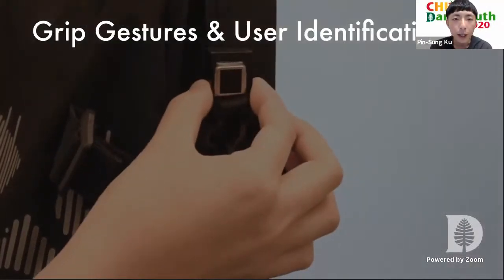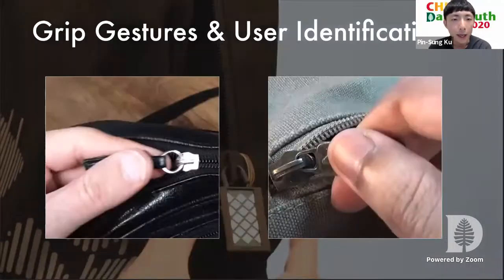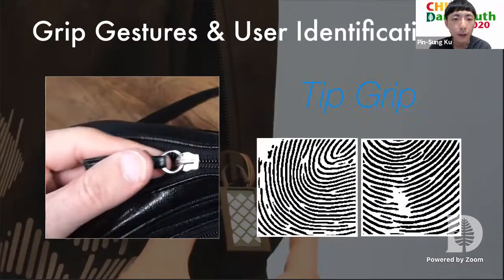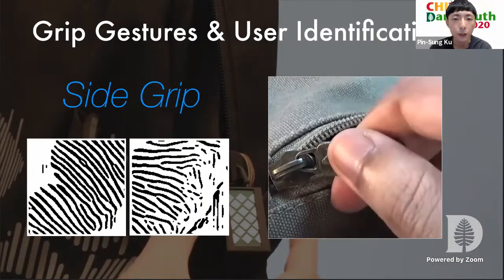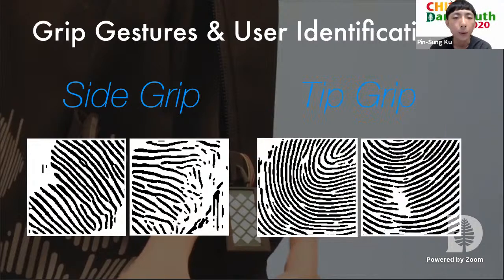For grip gestures and user identity, we included 2 grip gestures to see if we can distinguish them with our fingerprint sensor. Besides, we want to know if it's possible to recognize the user's identity with the detected fingerprint. As we can see in the picture, the left-hand side gesture is pinching using the tip of the index finger, and the right-hand side gesture is pinching using the side of the index finger. We can see the difference between the fingerprints under these 2 gestures.